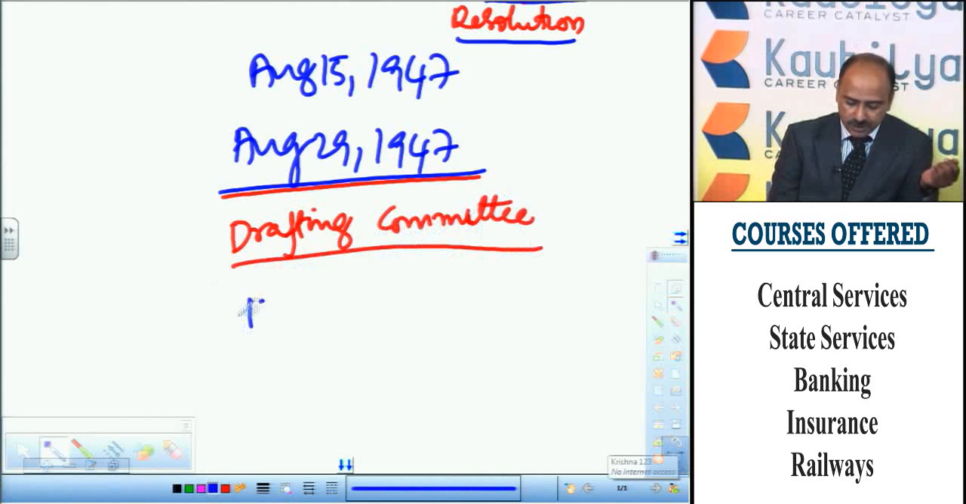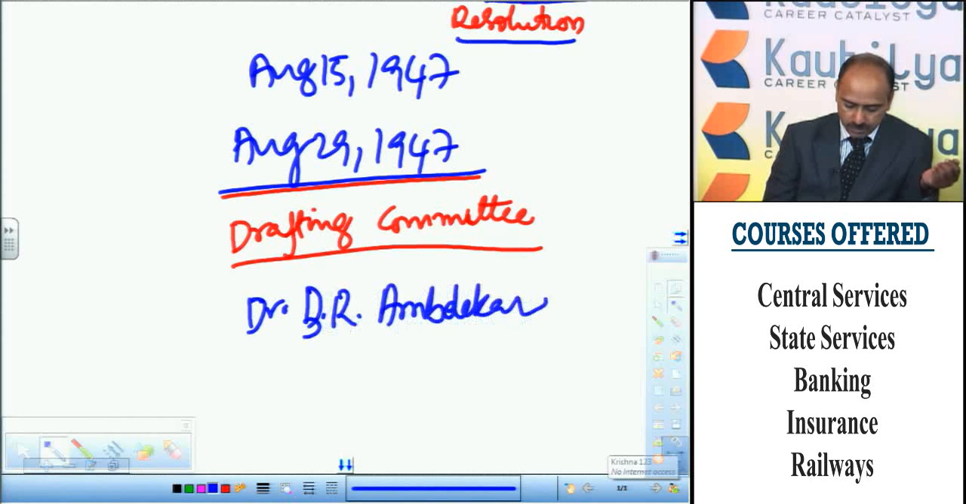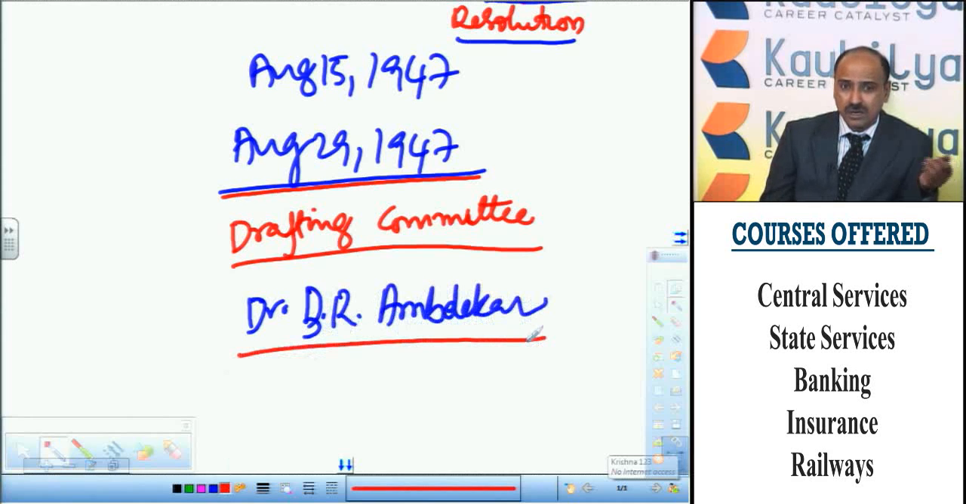B.R. Ambedkar. He studied so many countries' laws, that's why he was appointed chairman of the Drafting Committee. Under the guidelines of Dr. B.R. Ambedkar, our Constitution was adopted. That's why this person is called Father of the Indian Constitution. But so many committees, subcommittees and main committees were appointed, and they gave so many suggestions to the Drafting Committee. Then the Drafting Committee finally drafted our Constitution.